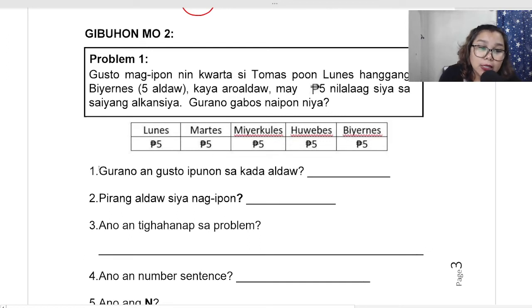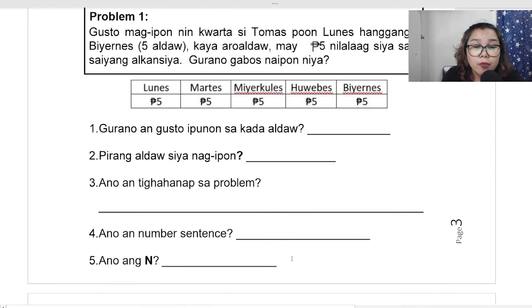So, let's now have these questions. As you answer each question one at a time, you will understand what to look for and what to do for it to be solved. Okay, number 1, how much money does he want to save every day? Number 2, how many days did he save? And then, number 3, what is being asked in the problem? Same, you need to locate the question. Where is the question in that problem?